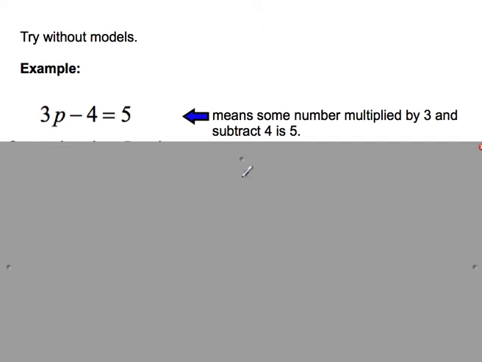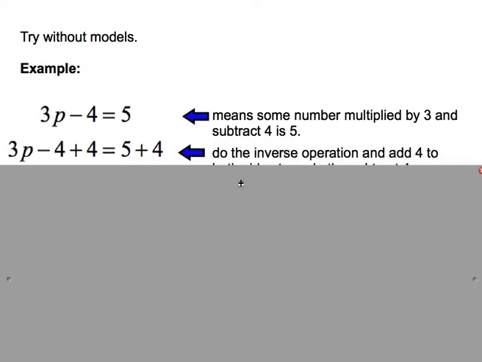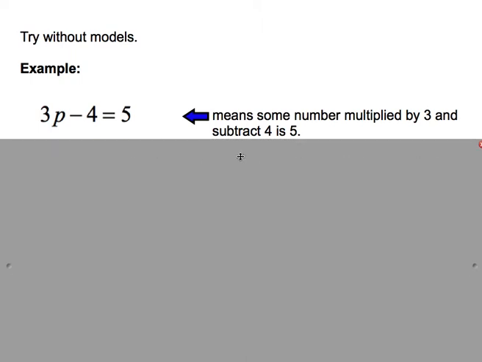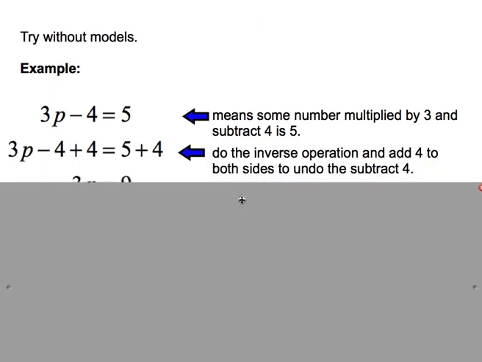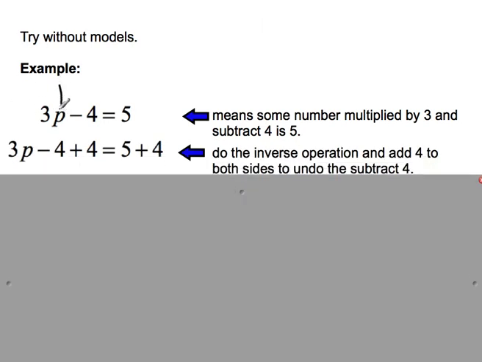So now when we try without models, which means symbolically, if I start with 3p minus 4 is equal to 5, it means the same as some number multiplied by 3, minus 4 or subtract 4, is 5. That's what it means in words. So again, I want to get the variable by itself, so I have to get rid of these 4 red tiles. Minus 4, and the way I do that is plus 4.